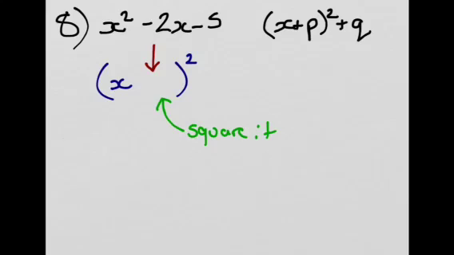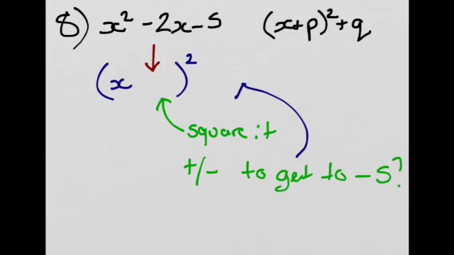then what do you add or subtract to get to minus 5? Okay, so it's half your minus 2, whatever that is, square that number and think, right, what do I need to add or subtract to get to minus 5, and that's the number that goes outside. Okay, so that's the number that goes outside your bracket there.